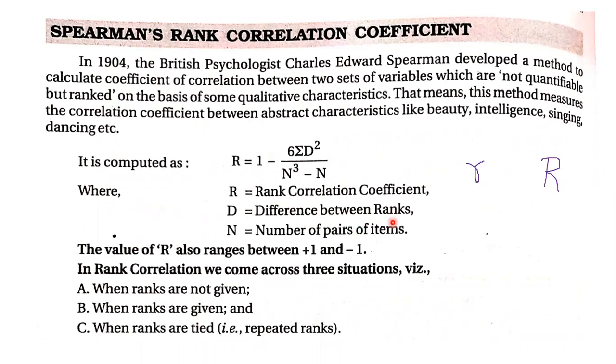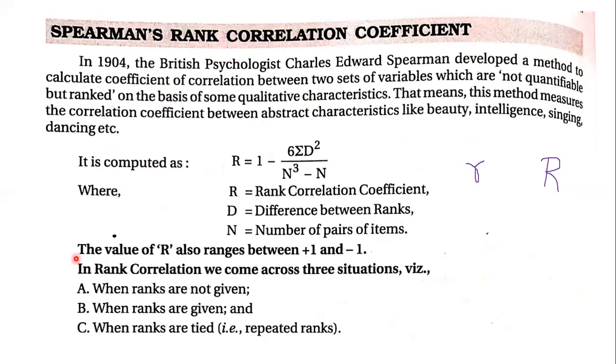So we are going to rank whatever data is given to us. Then we will find the difference between ranks, and n is equal to the number of pairs of items. So however much data is given to us, that will be n.